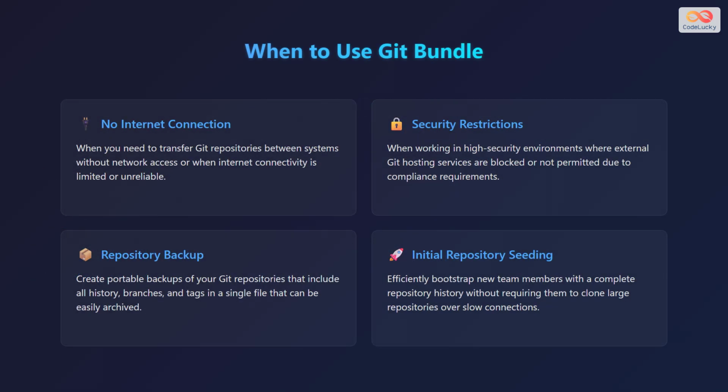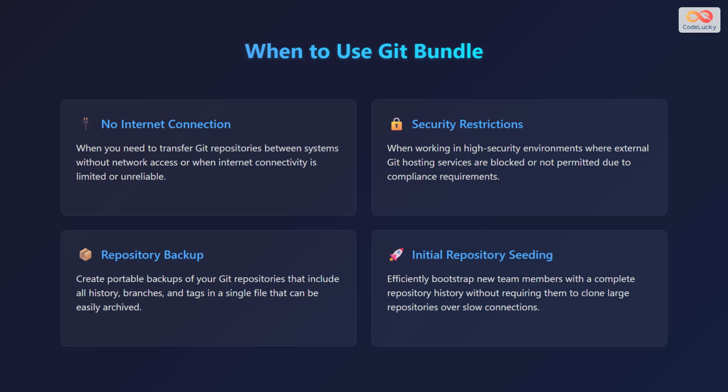The Git Bundle command is useful in a number of scenarios. First, when there is no internet connection and you need to transfer Git repositories between systems without network access, or when internet connectivity is limited or unreliable. Second, when working in high-security environments where external Git hosting services are blocked or not permitted due to compliance requirements.